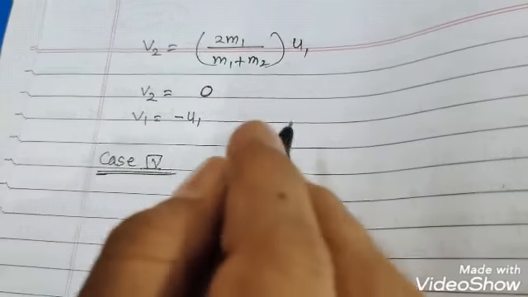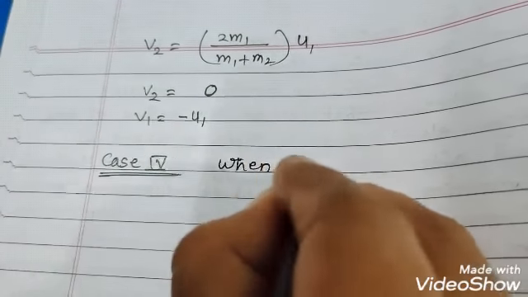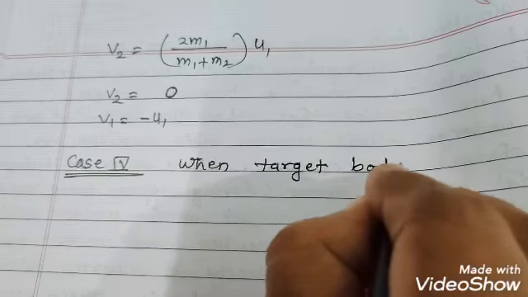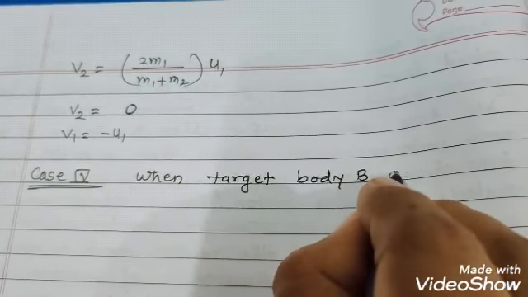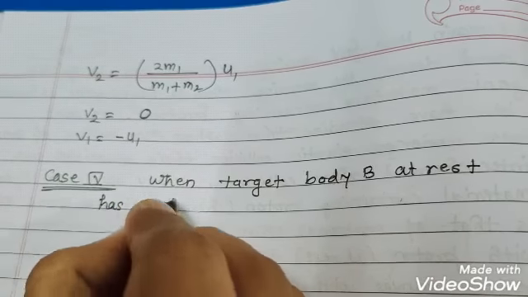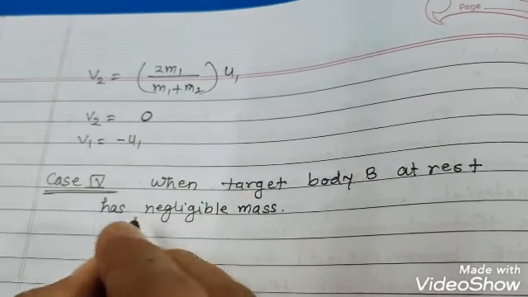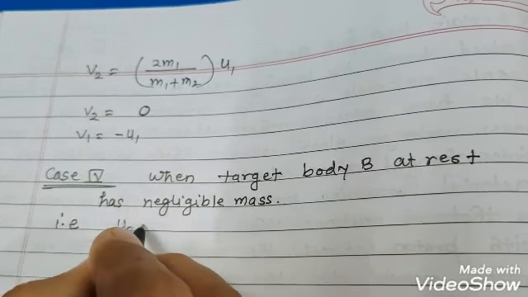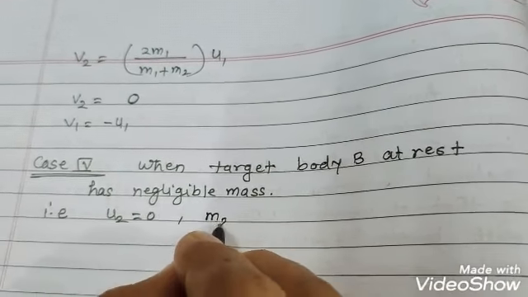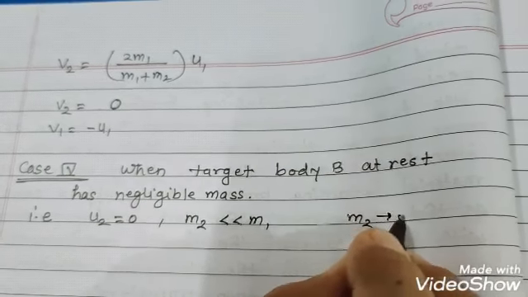In case 4 we can see here that the target body B is at rest and has negligible mass. That means what we are considering here is, first of all, u2 is 0 because the target body B is at rest, and the mass is negligible, that means m2 is very much less than m1, or simply you can keep m2 as 0 also.